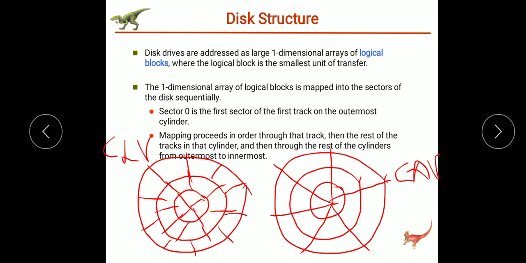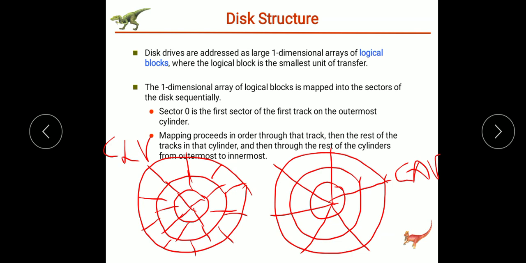The innermost track is small in size. Correct? When you compare the size of the innermost track with the outermost track, the size is smaller. Therefore, it can hold a small number of sectors. Even though the length of sectors is the same, the innermost track can hold a smaller number of sectors than the outermost track.